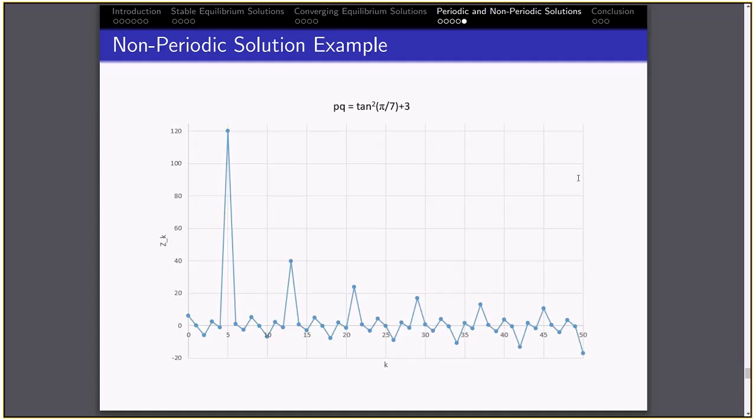In the final example, we have pq being equal to tangent squared of pi over 7 plus an additional 3. What we see here is that no value of k will get us to that tangent squared of pi over k equal to pq, because we have that extra 3 there. Because no value will ever get us there, this situation is never going to be periodic no matter how far out we go. And this graph kind of shows that.